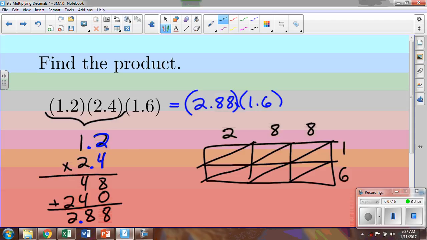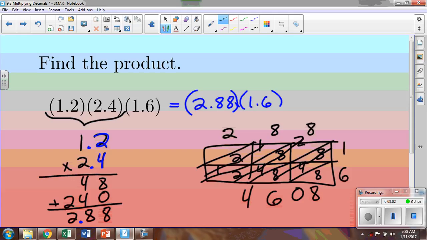Okay, so 1 times 8, 1 times 8, 1 times 2, 6 times 8, 6 times 8, 6 times 2, multiplying each row and column, adding up the diagonals: 8, 8 plus 4 plus 8, that's 12 plus 8 gives us 20, so 0, carry over 2. 2 plus 8 is 10, plus 4 is 14, plus 2 is 16, so 6, carry over the 1. 1 plus 2 plus 1 gives us 4, and so we would observe then 288 multiplied by 16 gives us 4,608.